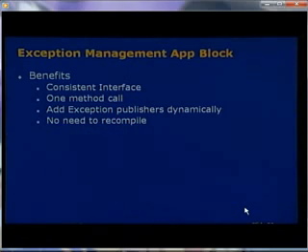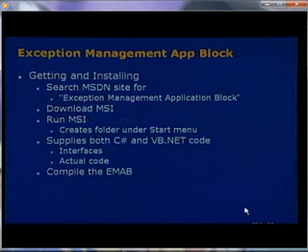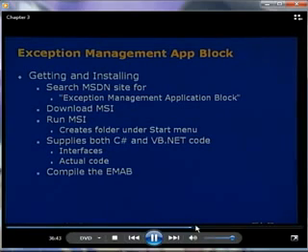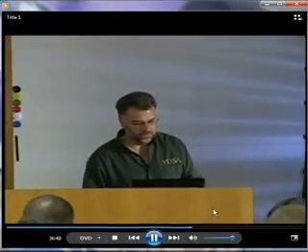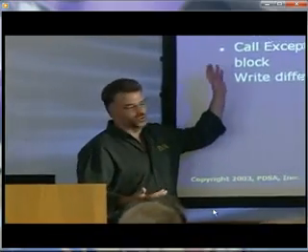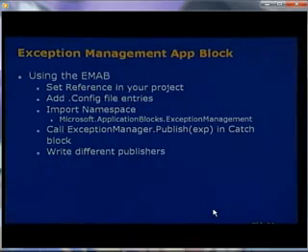Fantastic. So the benefit you get out of using this is a consistent interface. It's one method call, which is nice. You can add exception publishers dynamically, and there's no need to recompile because this is all late-bound code. We'll show you that. So again, search the MSDN site for exception management application block, download it, run it. They give you both the C# and VB.NET code. There's actually an interface DLL, and then the actual code that it gives you for the default publisher. You want to compile this so that you have the DLLs. Then, again, set a reference to this in your project. You're going to add some config file entries that I'm going to show you in a second.